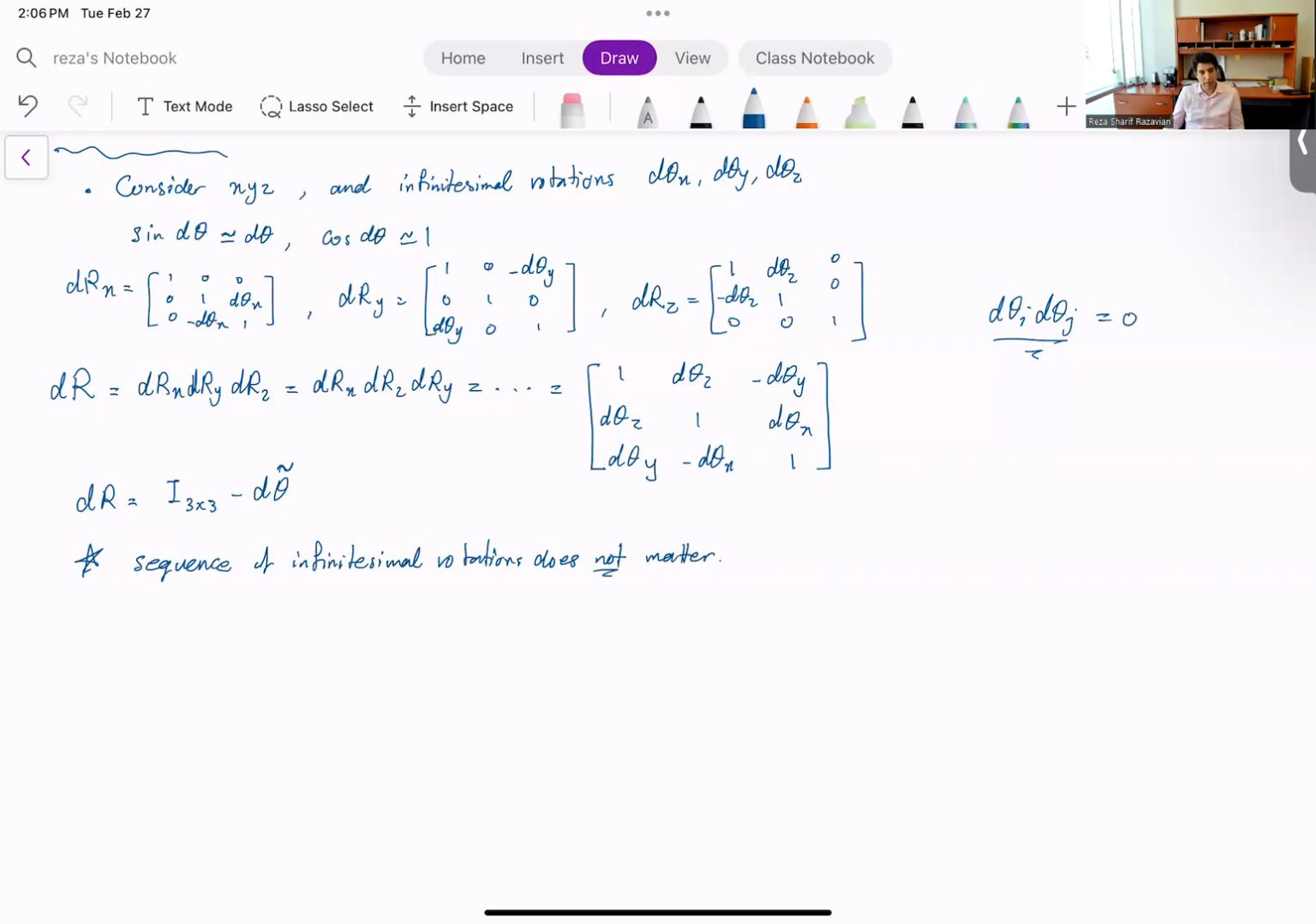And because of this, now it is possible for us to define something that we couldn't define before. So we can define a vector d theta. It's a vector, and it is d theta x along i plus d theta y along j plus d theta z along k. We couldn't do this before with finite rotations because order mattered.